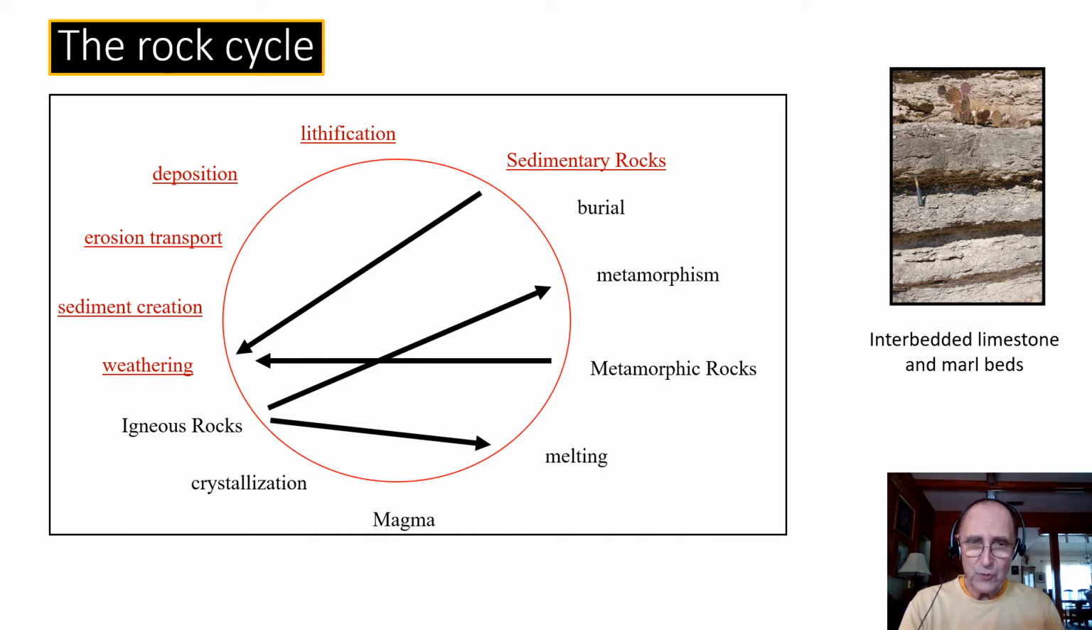There are some shortcuts to the cycle. For example, igneous rocks can melt directly and create new magma. Metamorphic rocks can weather, giving rise to sediment. Igneous rocks can metamorphose directly, and sedimentary rocks can also weather, giving you new sediment. Those are the shortcuts to the cycle.